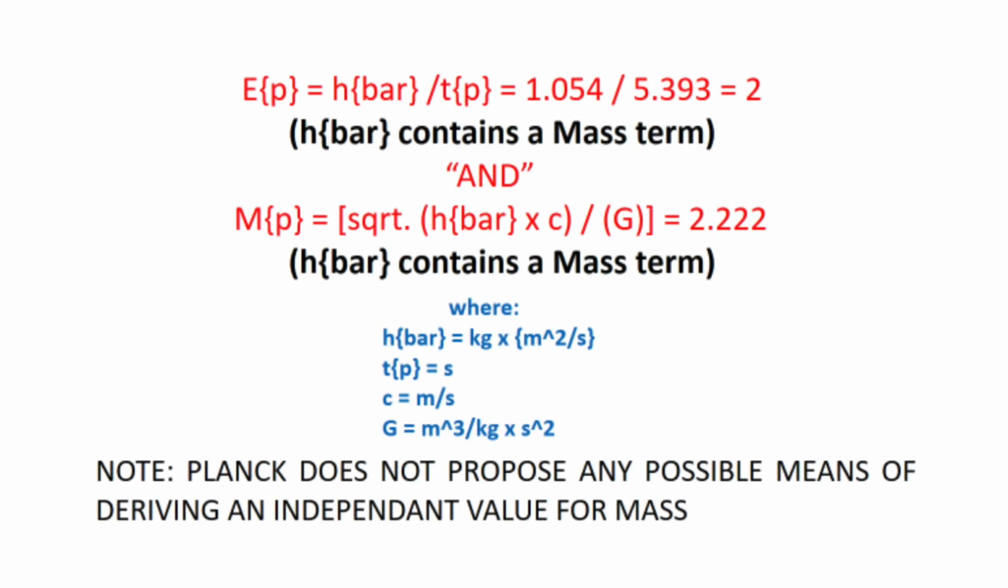To briefly describe Planck's representation of both mass and energy, we must first understand his proposed energy equation, which implies that E equals h bar over T sub p, although we absolutely know that the dimensions of h bar are kilograms times meters squared over seconds, which already contains a mass term. Energy is expressed in joules or kilograms times meters squared over seconds squared, which contains a kilogram parameter, demonstrating that the mass term absolutely must be established first.